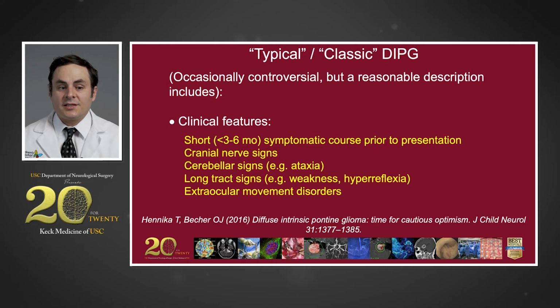A typical or classic DIPG has a definition that occasionally is controversial, but a reasonable description includes certain clinical features. These would include a short symptomatic course prior to presentation, cranial nerve signs, cerebellar signs, for example, ataxia, certain long track signs that may be present, like weakness or hyperreflexia, and extraocular movement disorders.